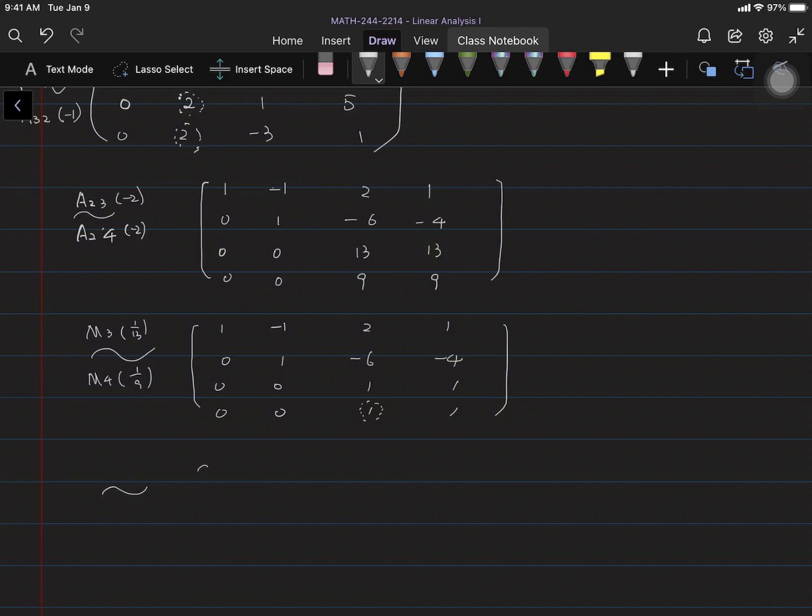So let's do the last step. Copy the first 3 rows because they are already done. 0, 0, 1, 1. So 0, 0. How to make this into 1? So use this number to make this into 1. So row 3 times negative 1. You can write down either way. So row 3 times negative 1 added to row 4. Become 1. And 1 times negative 1, 0.